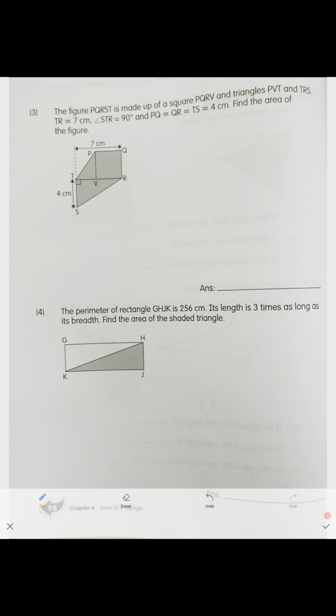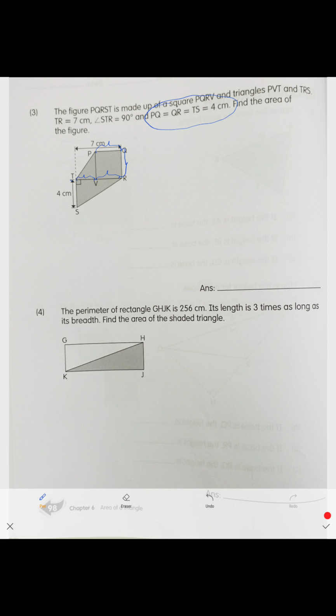What is the height and the base? So here is the height, here is the base. How do we identify? They give us this information. This tells us that PQ is equal to QR. It means that this is a square, and visually it's a square, and QR is equal to TS. So these two sides of the square are equal to this side of the triangle, TS, and equal to 4 centimeters. That's what they say.